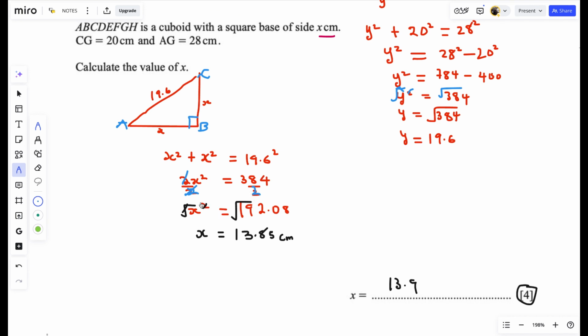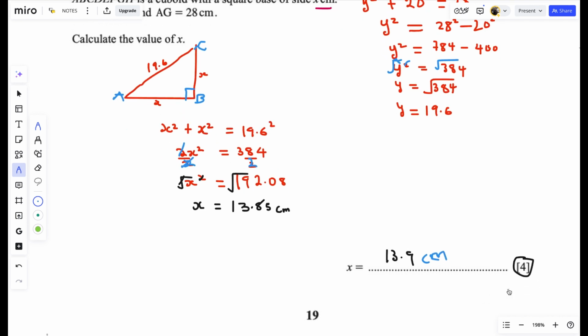If we take the square root of both sides so that we can remove this square, we have X left here. You take the square root, you get 13.86, which is approximately 13.9 centimeters. So if you're able to do this, if you're able to find X, you get 4 marks.